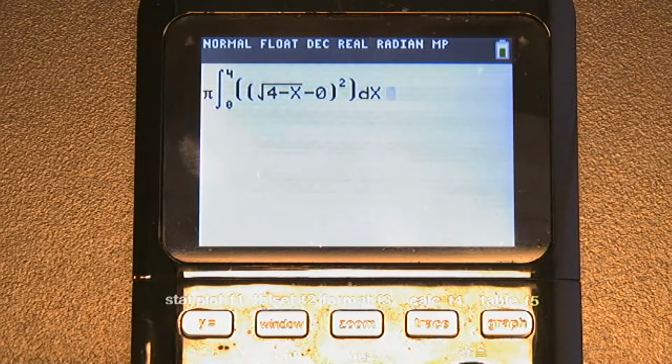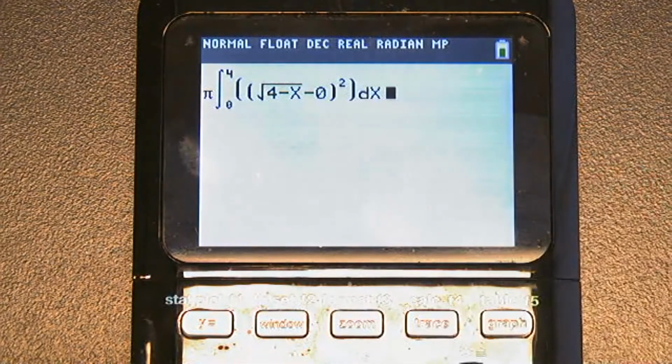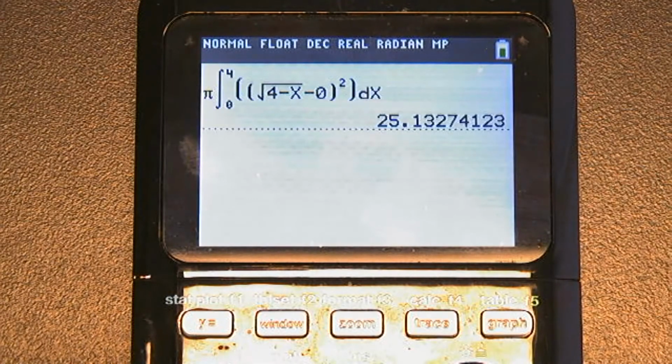You can't go alpha y. That won't make sense to your calculator. So you have to use whatever variable the calculator gives you. And the calculator doesn't care whether this is an x or a y or an r or a theta or whatever. You can just do it that way. So you get 25.13, so on and so forth. If you want to get the exact answer, that's 8 pi.